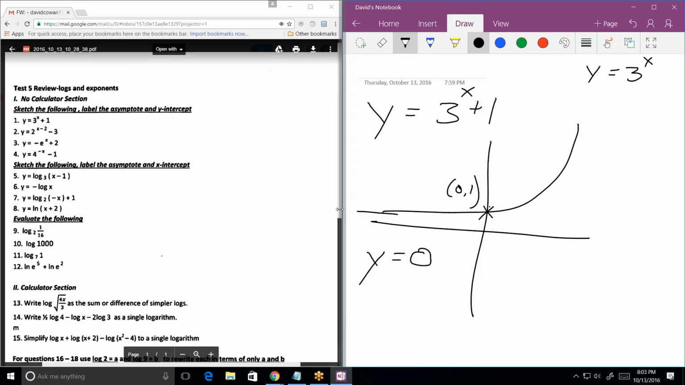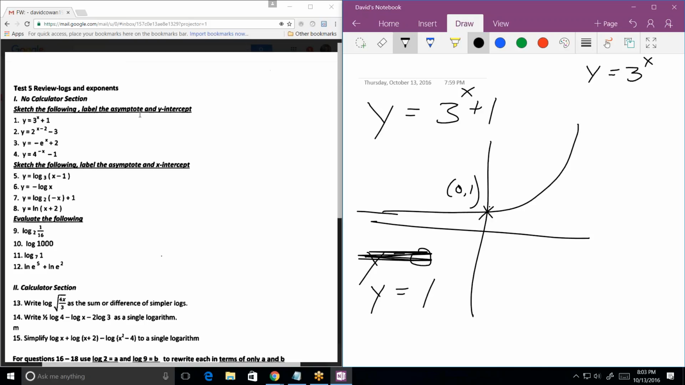You with me? Yep. So if I take that function that has a horizontal asymptote at y equals 0 and I move it up 1, what's the new horizontal asymptote? Would it be y equals 1? Good. And what's the new, I'll do it in red, what's the new y-intercept?